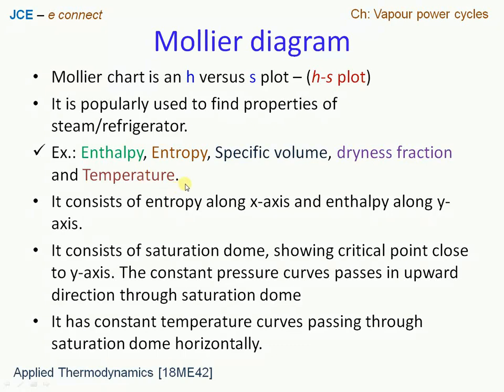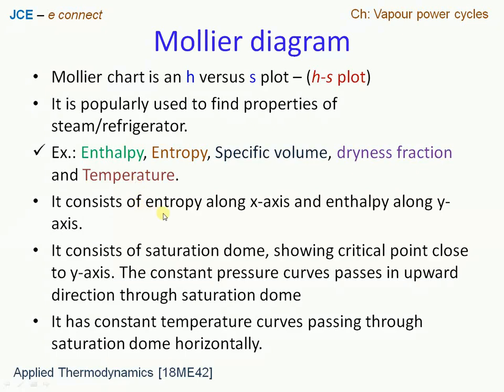What kind of data one can extract from this HS plot is one can know the enthalpy at a given state point. One can also find out the entropy of the system at a given state point. Similarly, the specific volume at a given state point of the system, and the dryness fraction of the system if it is lying within the saturation dome especially, and it can also give us the temperature of the thermodynamic system at a given state point.